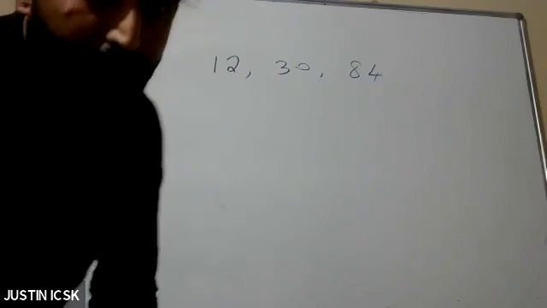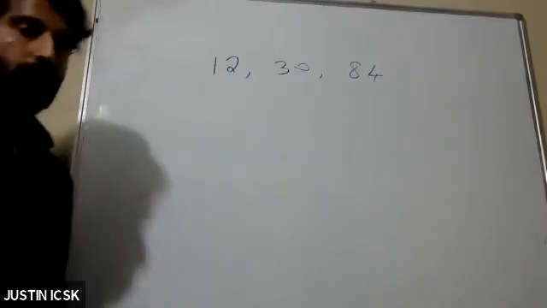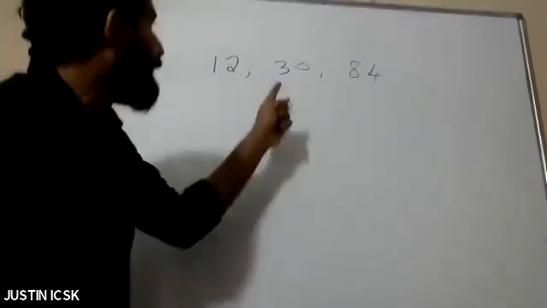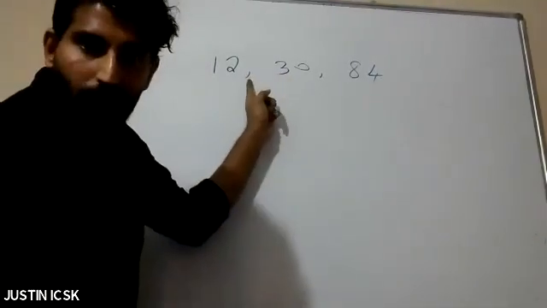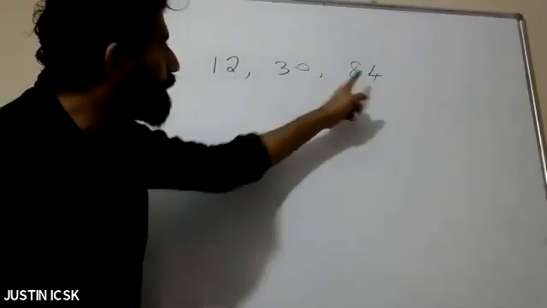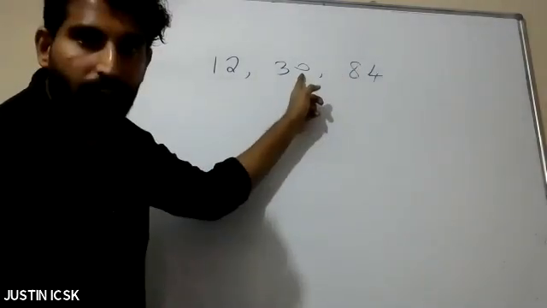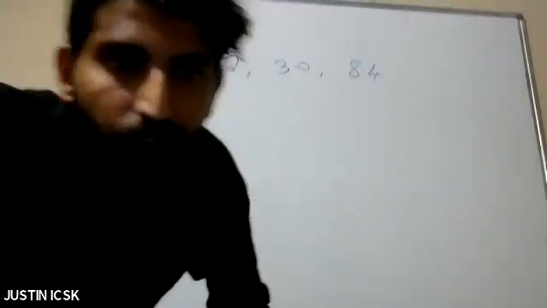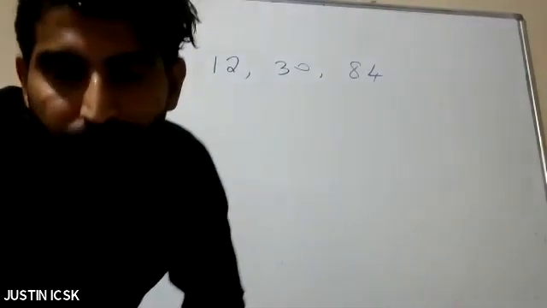12, 30 and 84. So we have to find the difference, right? Here we can find the difference between 30 and 12, between 84 and 30, and between 84 and 12. What we have to take is the smallest difference.